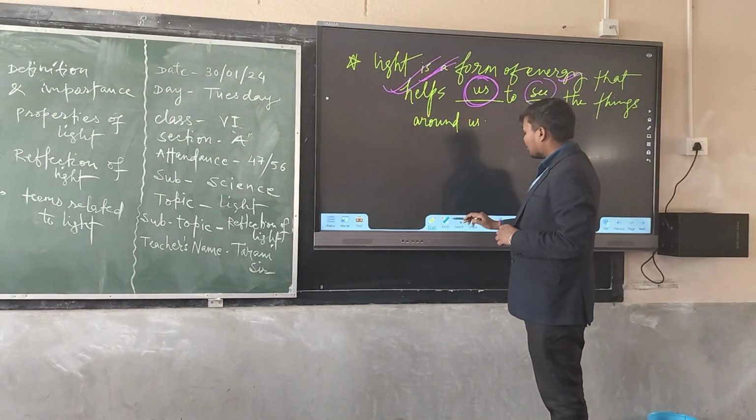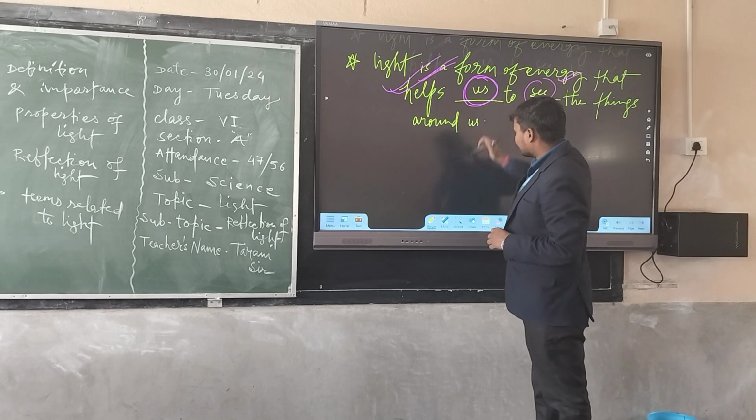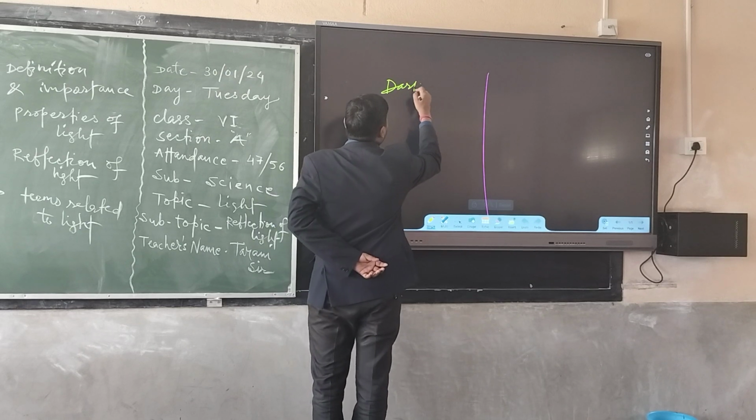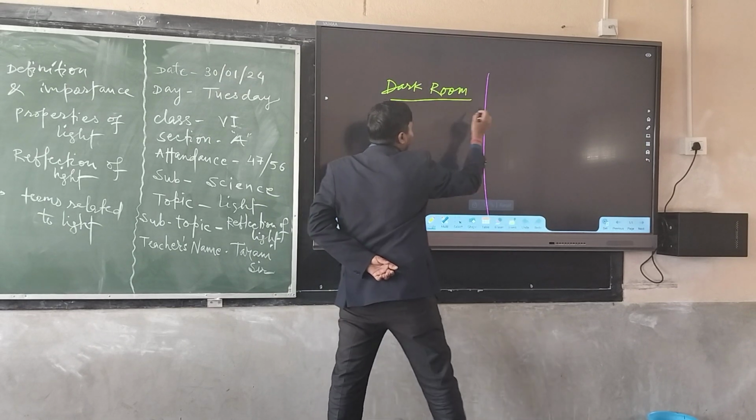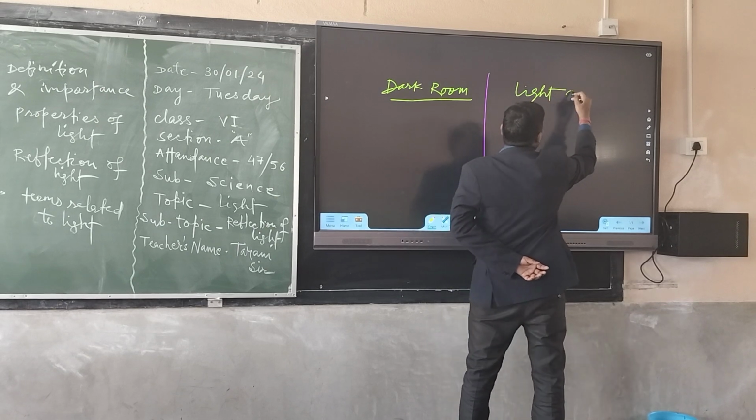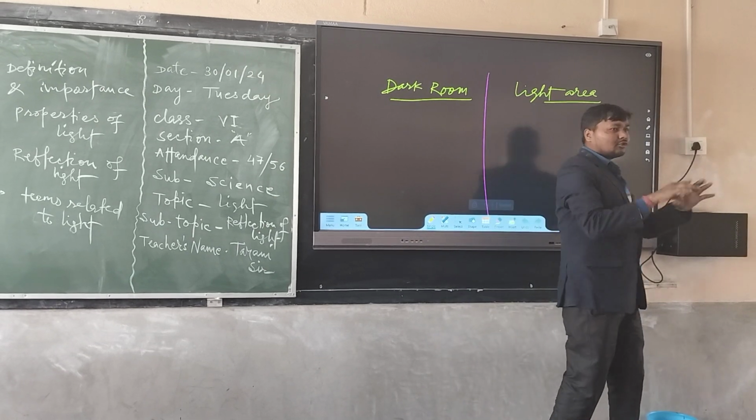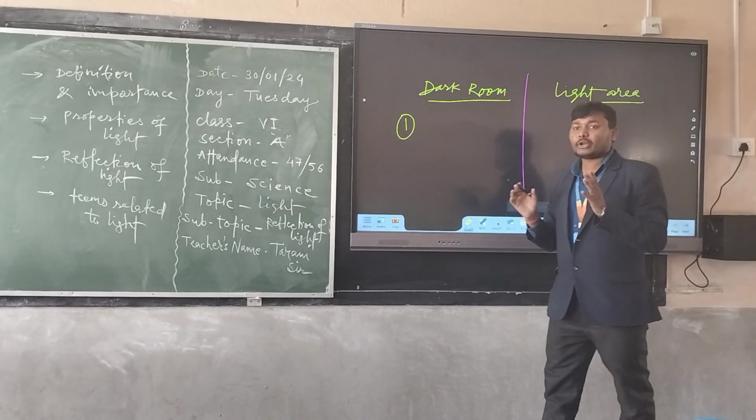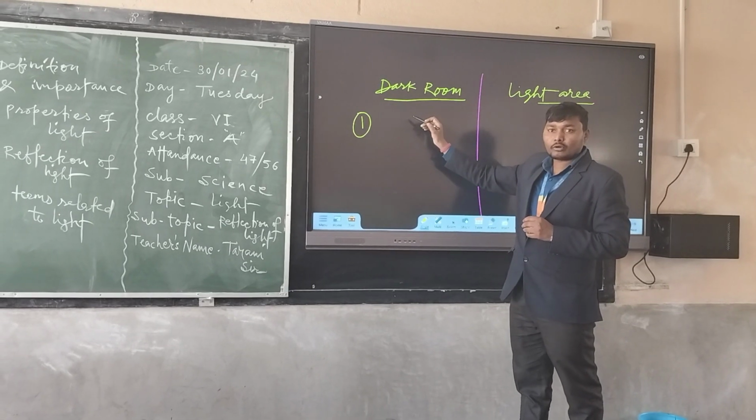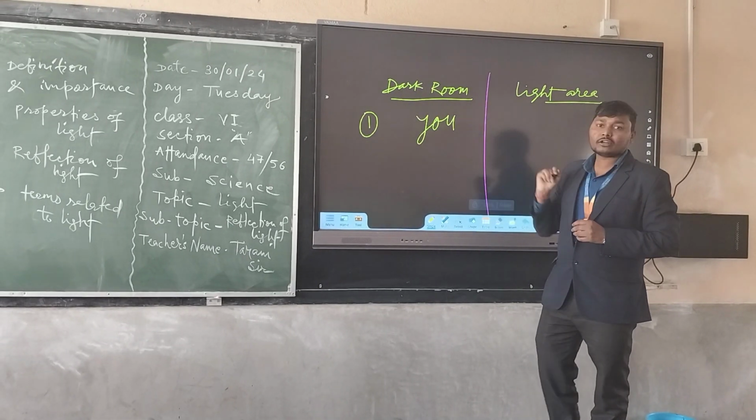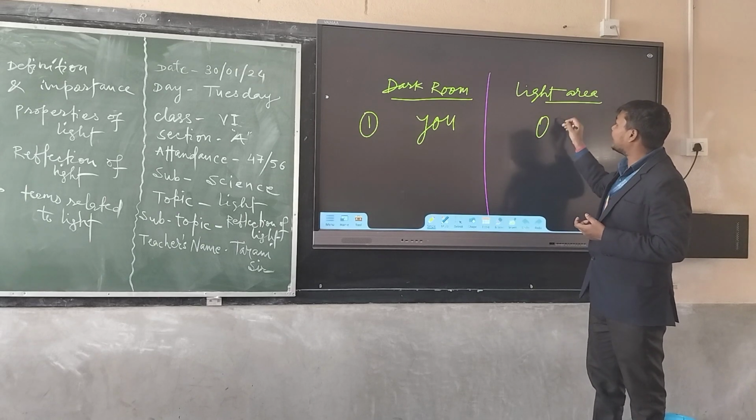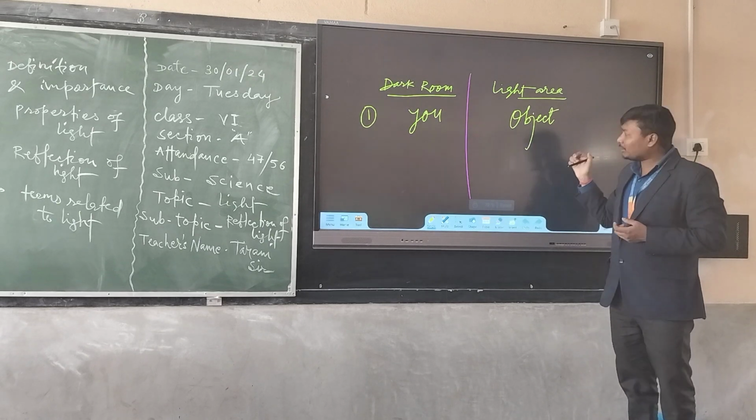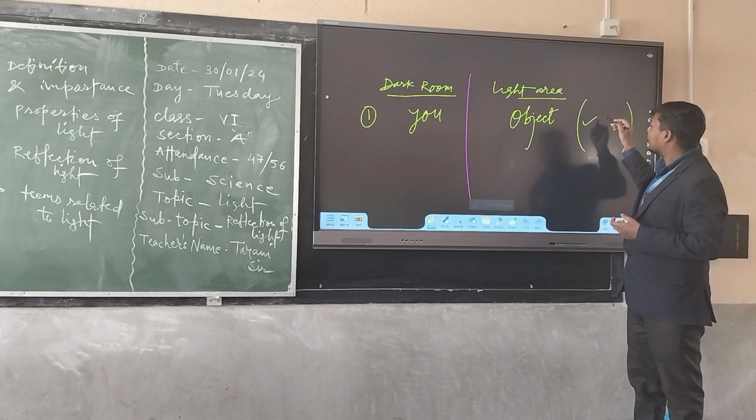Now I have two situations. One is, if you are placed, we have two places. One is a dark room and a light area, the area which is open and there is a presence of light. First situation, if you are in the dark room and one object is placed in the light area. Now tell me, are you able to see the thing? Yes or no? Yes, sir.